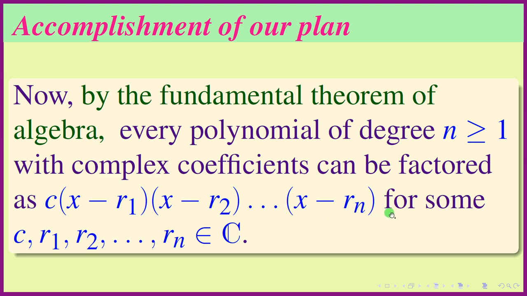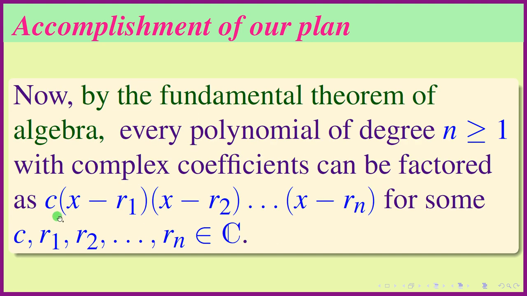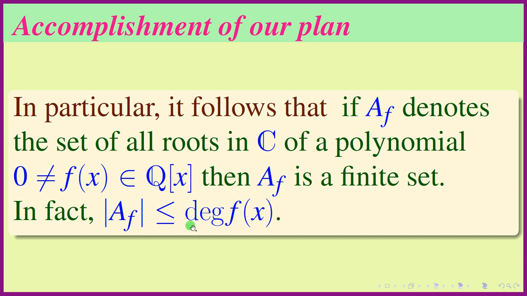So, in particular, it follows that if A_f denotes the set of all roots in C of a polynomial f(x) which is non-zero in Q[x], then A_f is a finite set. In fact, the number of elements in A_f is less than or equal to the degree of f(x). Since we have written it as a set, it counts the distinct roots of f. The total number of roots counting multiplicity is equal to the degree, so if you count the distinct roots, then obviously it will be less than or equal to the degree.